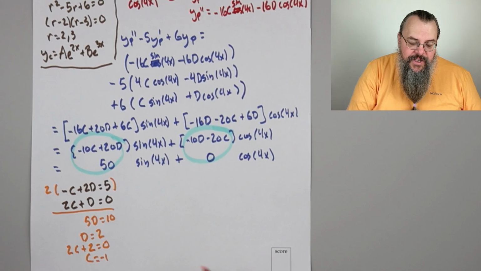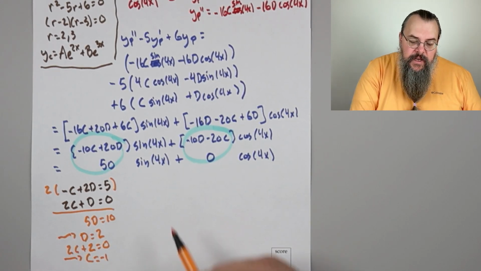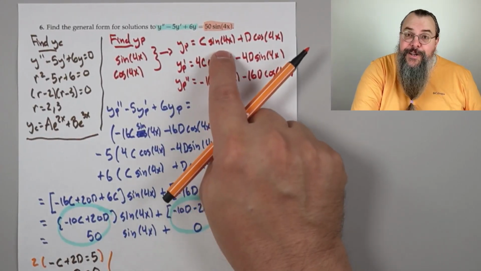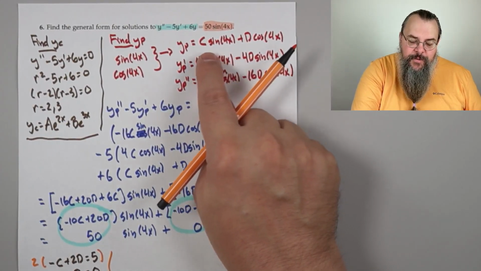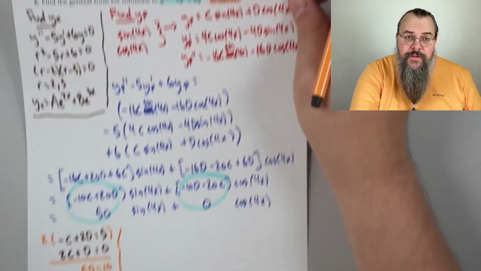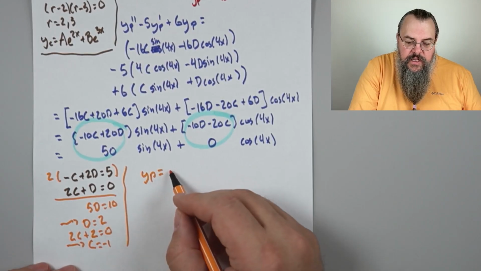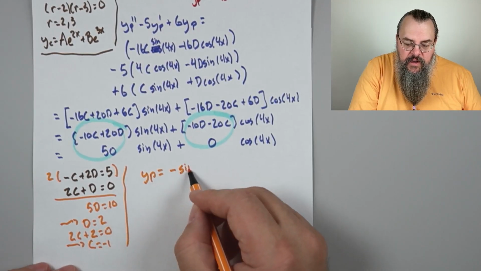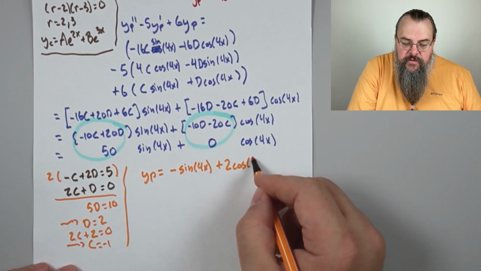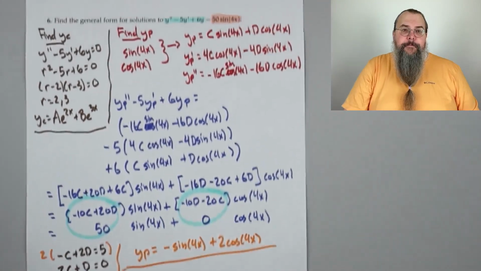So what's the punchline? Well, we now know the right values for c and d. It takes a lot of space to do these problems, but we now know that c is minus 1 and d is positive 2. So we can conclude that our particular solution is minus sine of 4x plus 2 cosine 4x. Good, good. Now, where are we at?